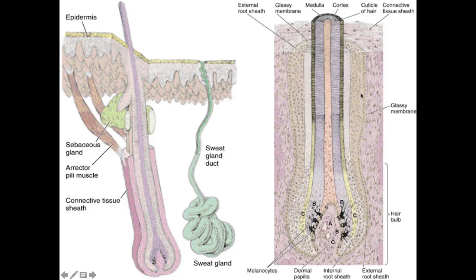Then there is the external root sheath, which is represented as a downgrowth of the superficial epidermis, like that. The external root sheath provides stem cells for the hair growth, as you can see here. This is the external root sheath, which provides the stem cells for hair growth.